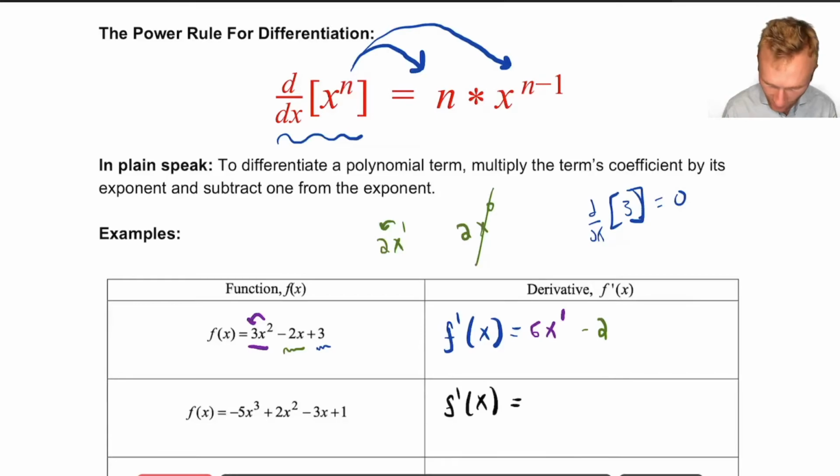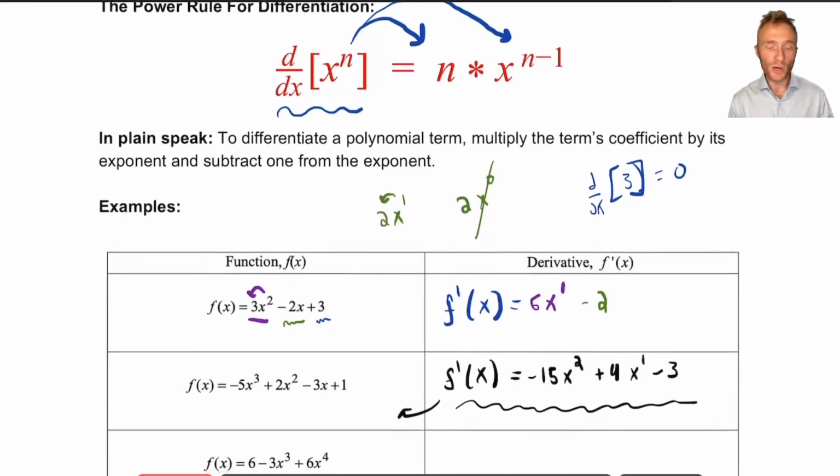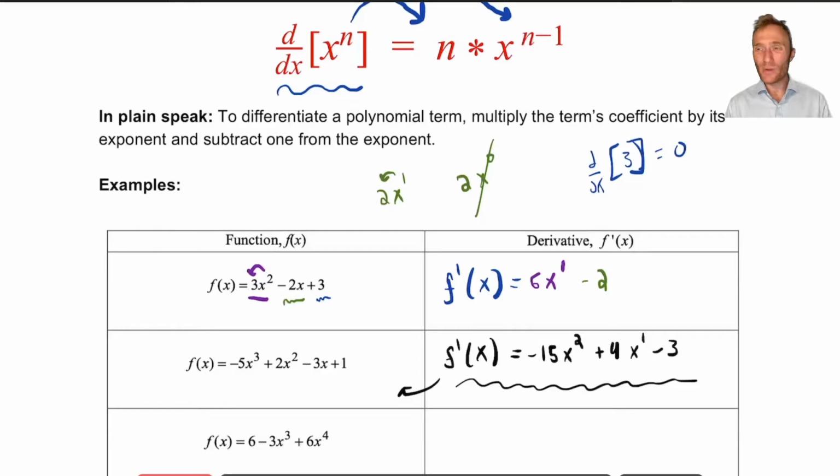3 times negative 5, that's negative 15. X to the subtract 1 is x squared. Plus 4, that's 2 times 2. X to the first power, negative 3x becomes minus 3. That's it. That is the derivative. This tells you the slope of the tangent line at any point on that function. That's so cool, right?